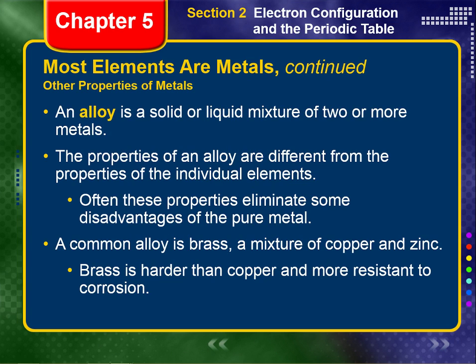We're still talking about metals. Another property of metals is the ability to form alloys. An alloy is a solid or liquid, right? So even like a sword made of steel, that steel is an alloy. So it can be a solid or liquid mixture of two or more metals. The properties of the alloy are different from the properties of the individual elements. Often these properties eliminate some disadvantages of the pure metal. A common alloy is brass. It's a mixture of zinc and copper. Brass is harder than copper and more resistant to corrosion, and so that's where its value lies.